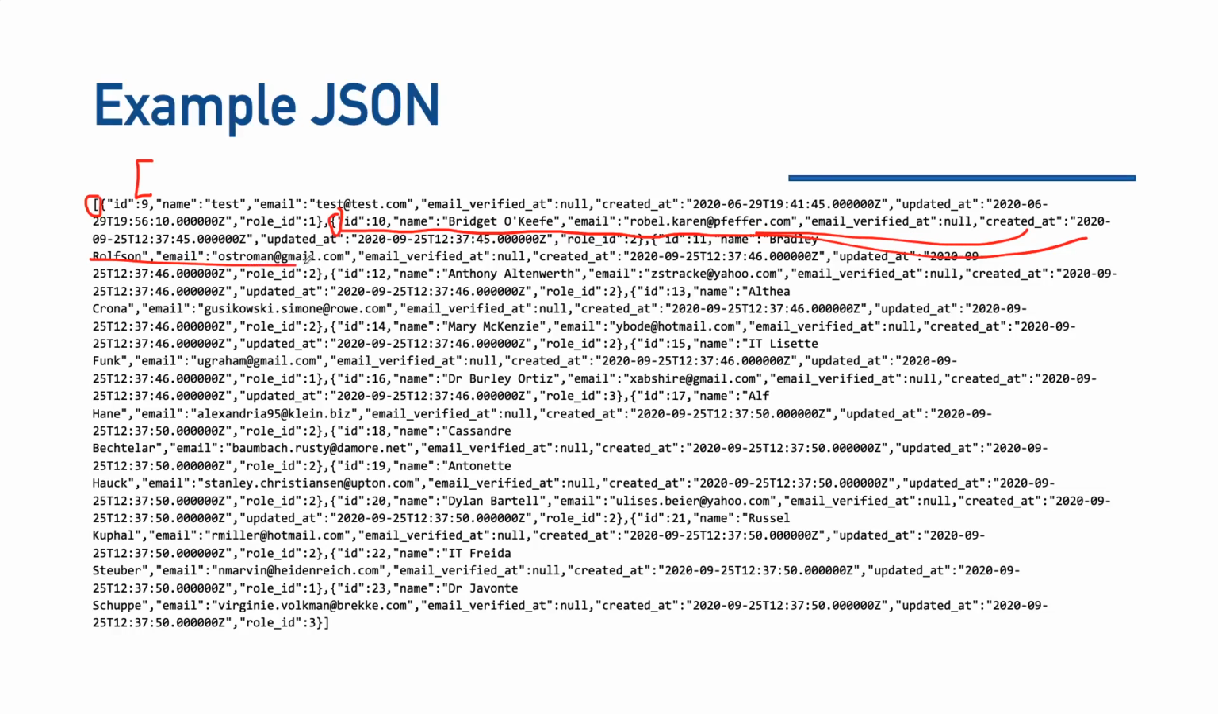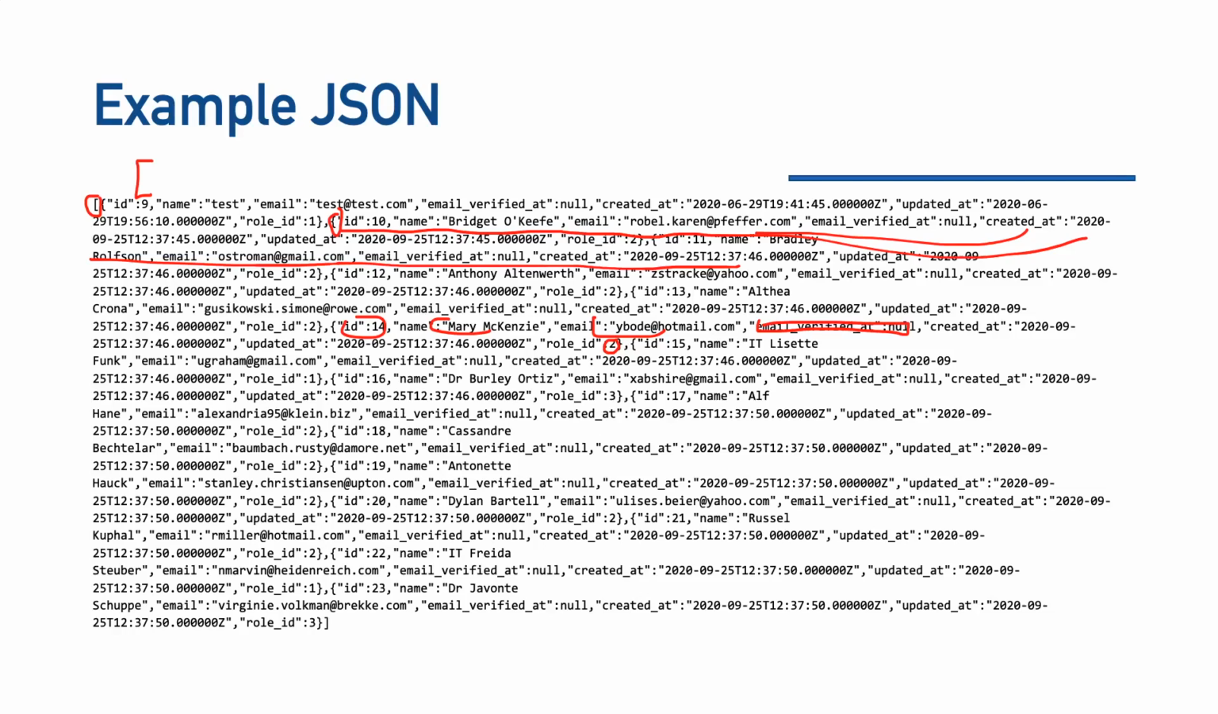And we can read this and guess what it might be. We can say, oh, there's IDs in there, there's some names, there's an email address, and there's a bunch of stuff that we don't necessarily understand, like email verified at, created at, updated at. We have a role ID, which might be useful, but it's pretty unreadable.